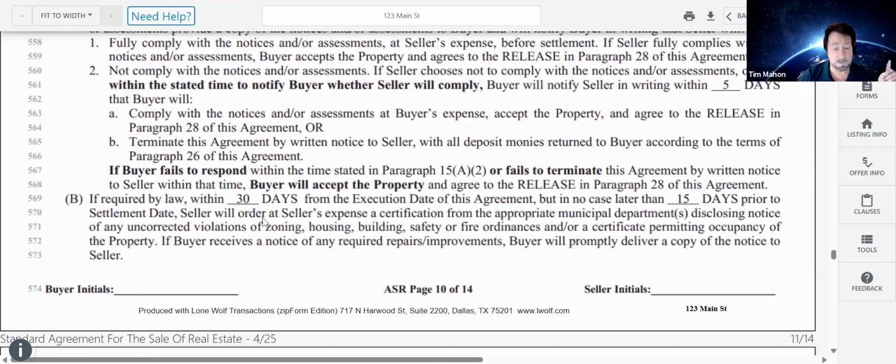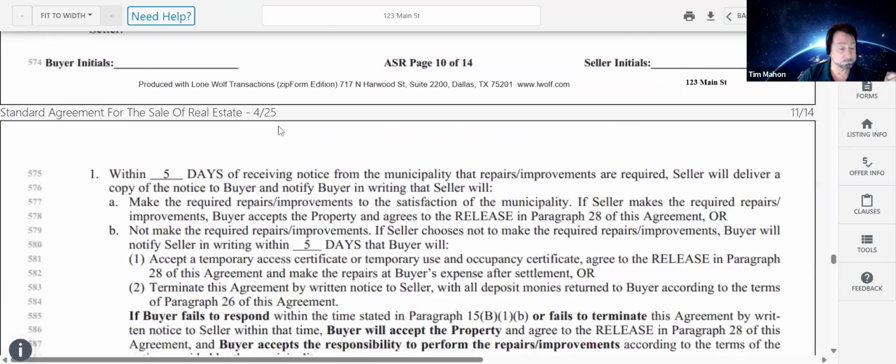If required by law, within blank days, 30 days from the execution date of the agreement, but in no case later than 15 days prior to settlement, seller will order at their expense a certification from the appropriate municipal department disclosing notice of any uncorrected violations of zoning, housing, building, safety, or fire ordinances, or a certificate permitting occupancy of the property. If the buyer receives a notice of any required repairs, buyer will deliver a copy of the notice to the seller. Then, within 5 days of receiving the notice from the municipality, if repairs or improvements are required, seller will deliver a copy of the notice to the buyer and notify the buyer in writing whether they will make the required repairs or not.